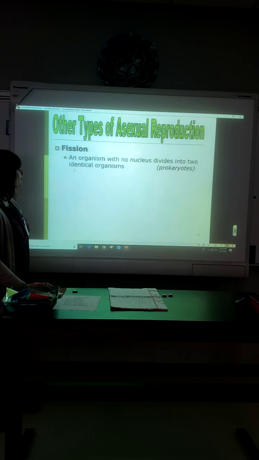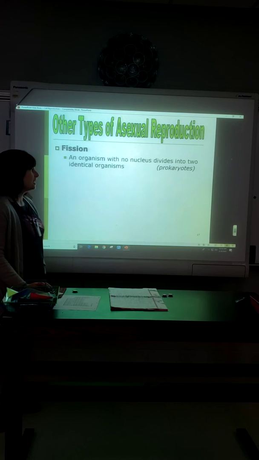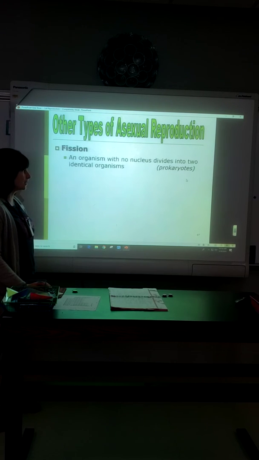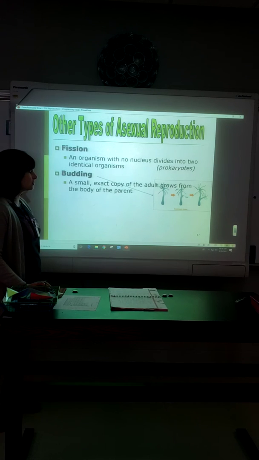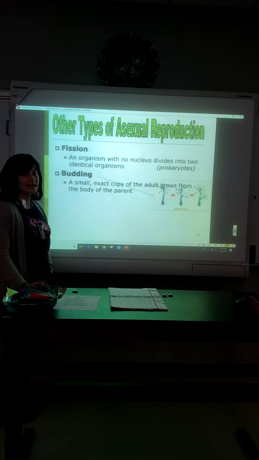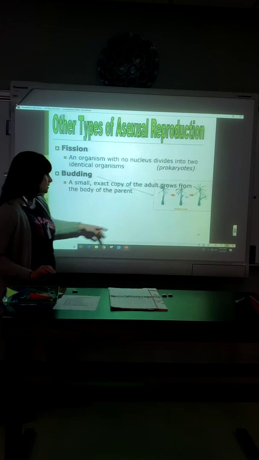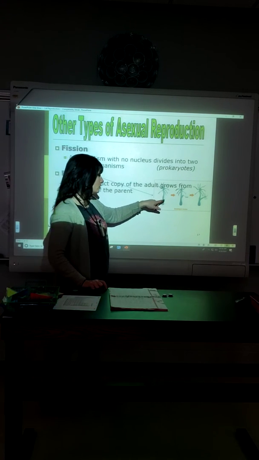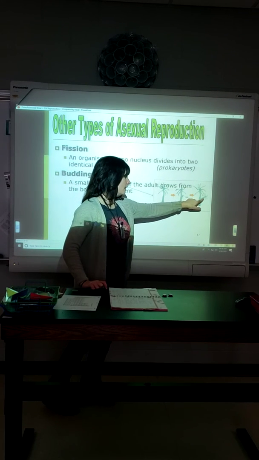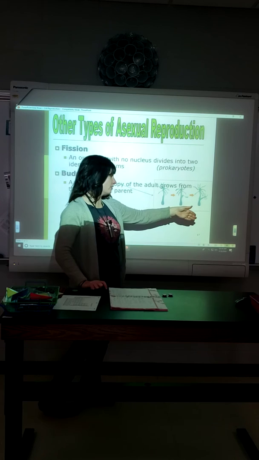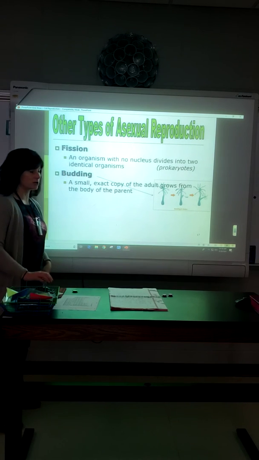Fission is one type of this. It's when an organism with no nucleus can divide into 2 identical organisms, and those are the group called prokaryotes. We also have, for hydras, a process called budding, where a small exact copy of the adult grows from the body of the parent. So here's the parent, and then an exact copy grows, and this is the offspring, and it kind of falls off, and it becomes its own hydra.